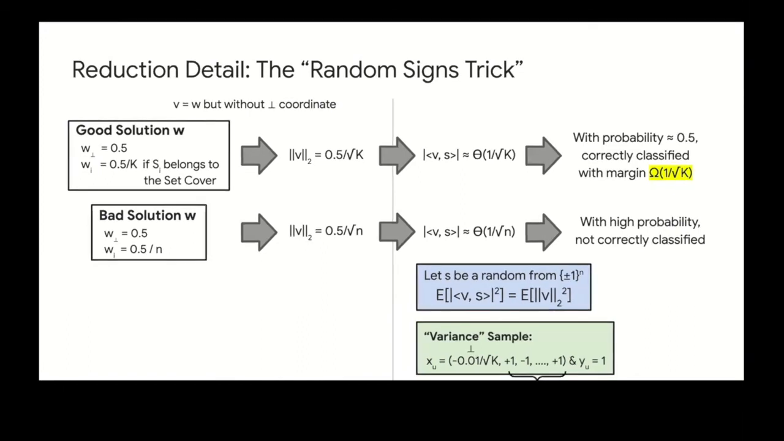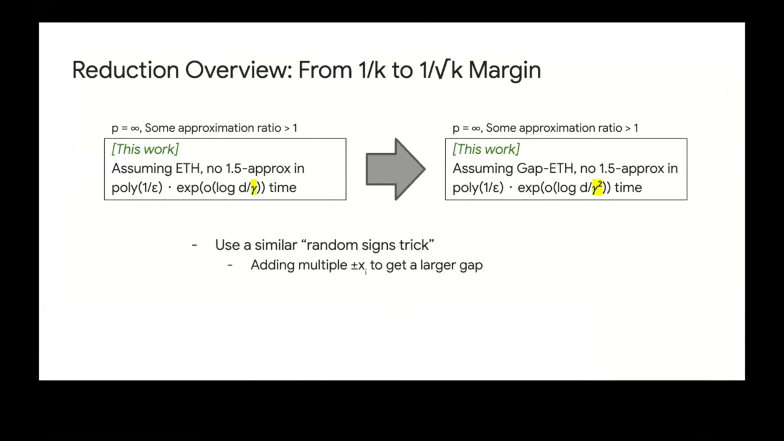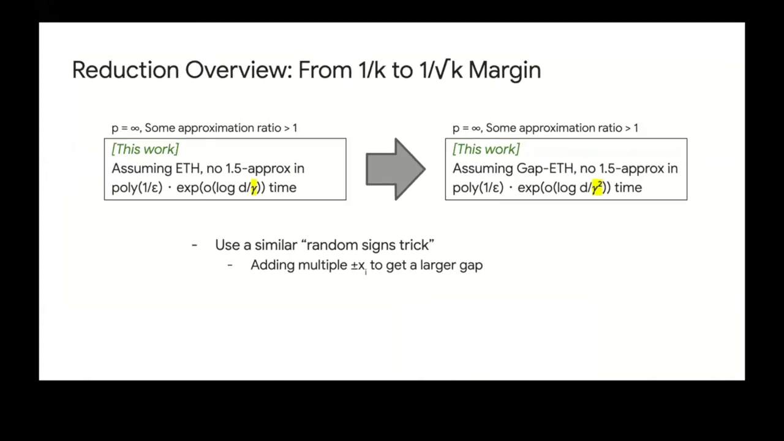So it turns out that you can use this trick all the way to get from the margin of 1 over k to 1 over square root k by using this trick on the other samples as well. By using this trick, I mean that basically you take a random plus or minus 1 sum of the samples together to boost the gap up from 1 over k to 1 over square root k and get this desired lower bound.